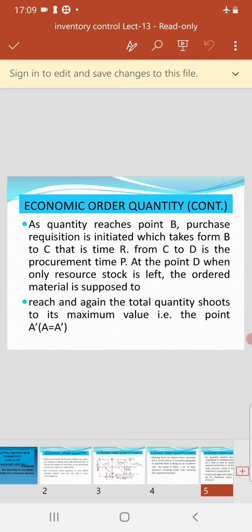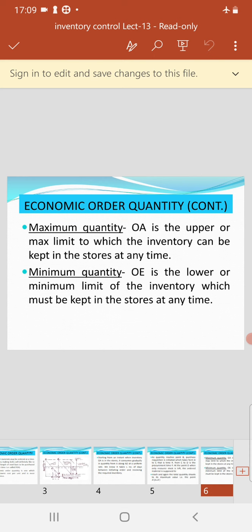So this is the manner in which the industry has to order. The maximum quantity is OA and the minimum quantity is OE, that is the buffer stock. At any time we have to maintain the minimum quantity, and the maximum quantity will be achieved only when we receive the ordered quantity.